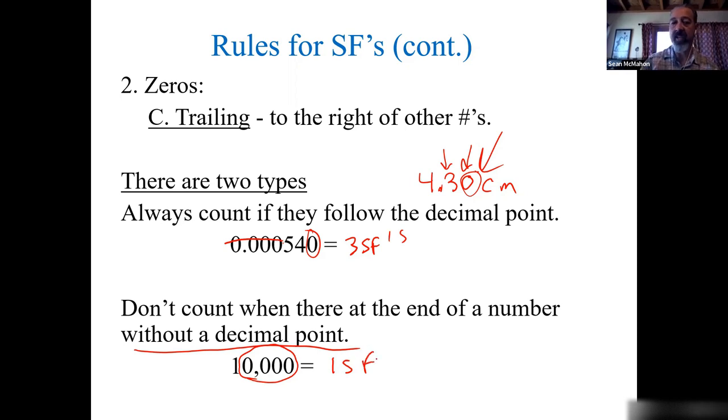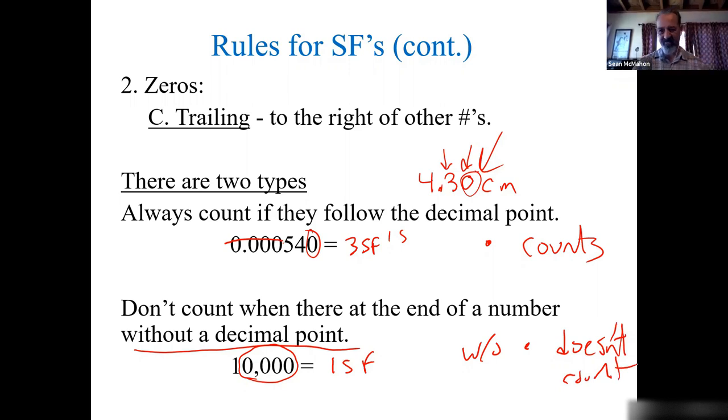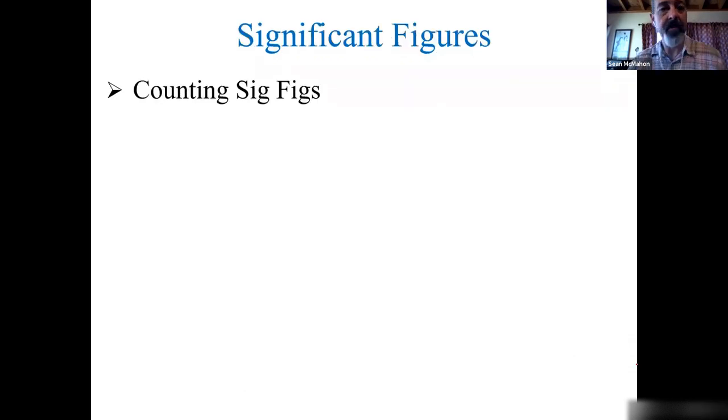So the key: if there's a decimal point, it counts. Without a decimal, it doesn't count. That's the key. Chicken scratch, sorry about that. I'm actually writing face up instead of down, but okay.